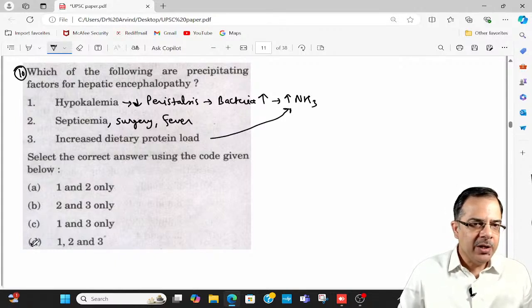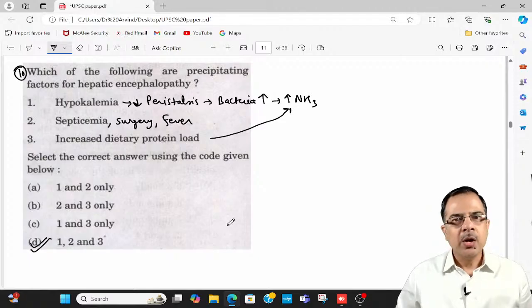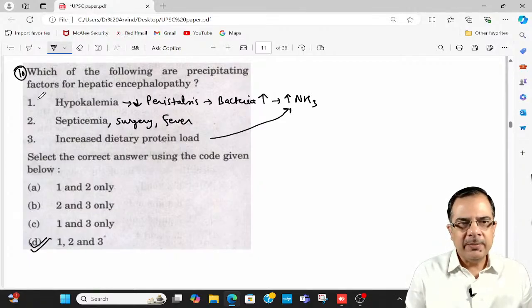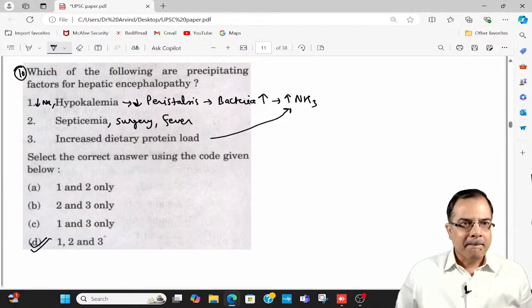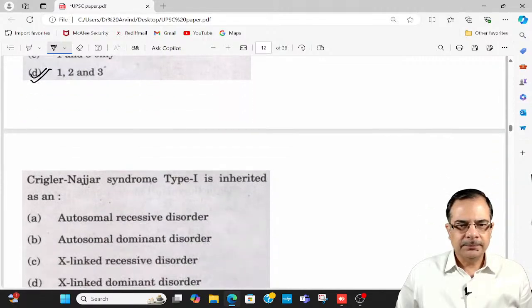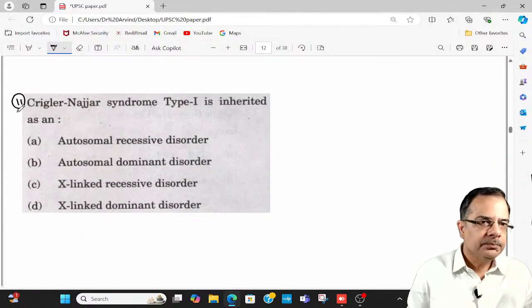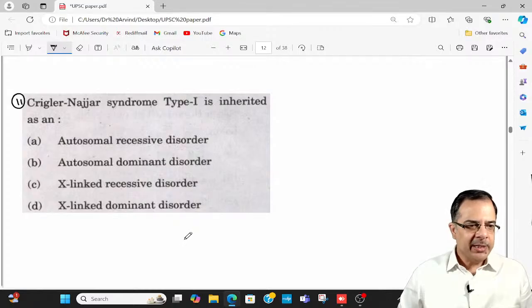So answer is D option, 1, 2 and 3. Also know that besides hypokalemia, low sodium does lead to precipitation of the encephalopathy. Question number 11. Liver related, GIT related question.